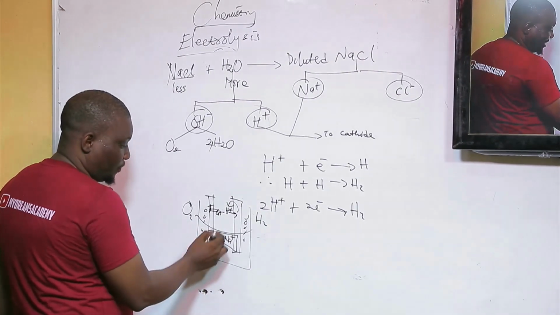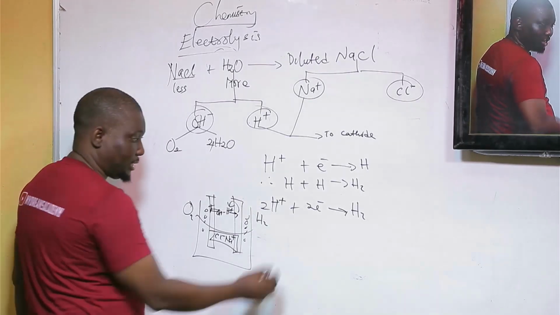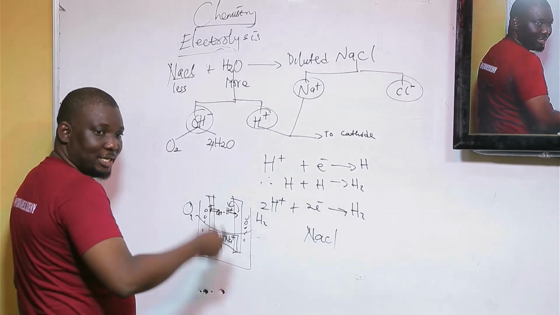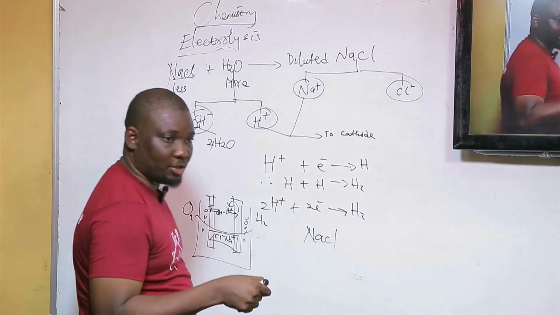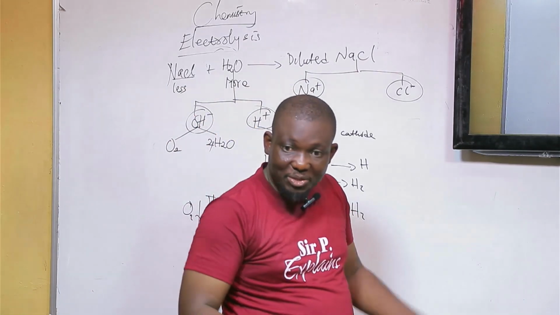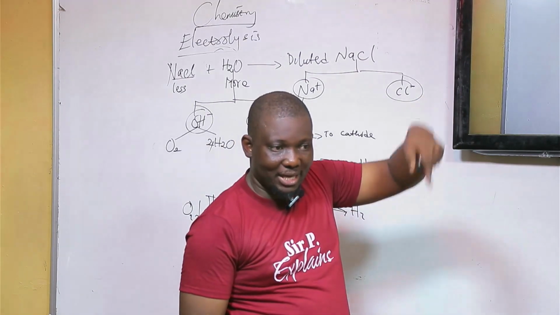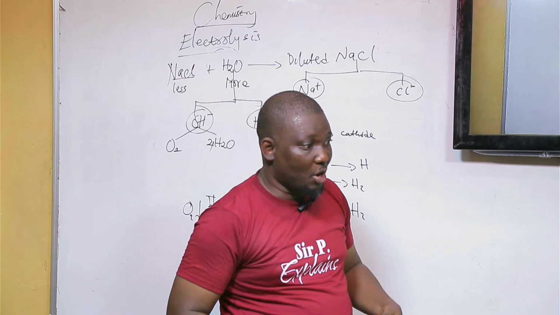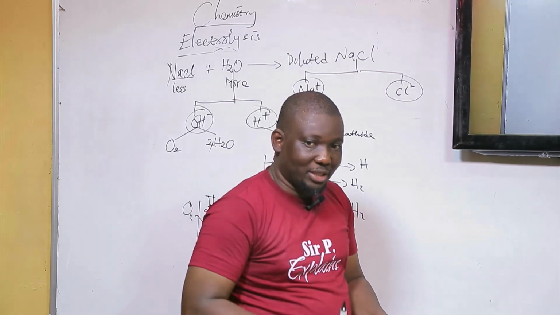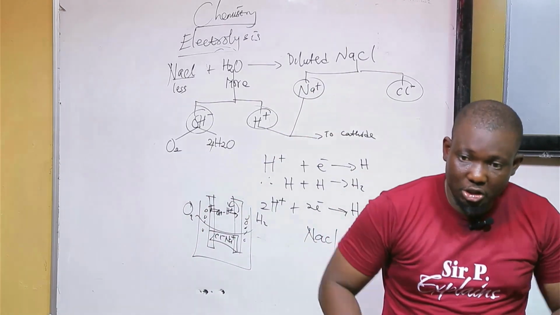Then what is the nature of the electrolyte? The nature of the electrolyte remains the same because the electrolyte was NaCl and the end is still NaCl. It remains the same, but does the concentration increase or decrease? Increase, because there is less water. At the beginning it has more water, but at the end there is less water, so you have more NaCl than H2O. So the concentration increases, but the electrolyte remains the same. It does not change.